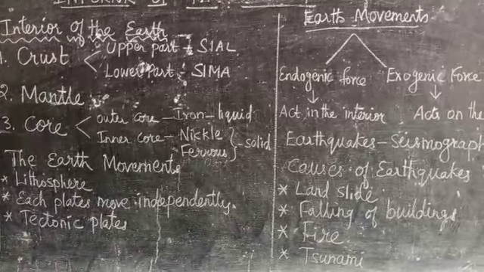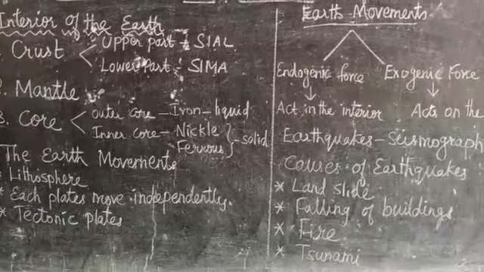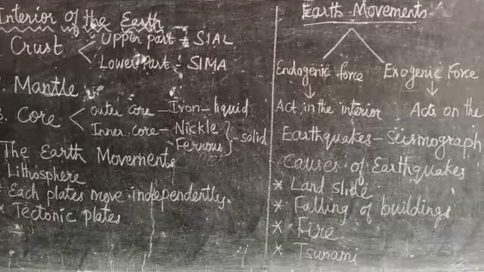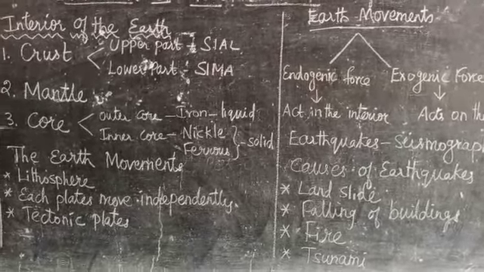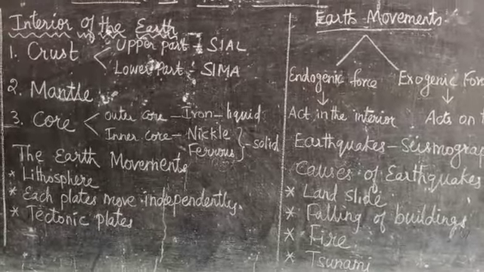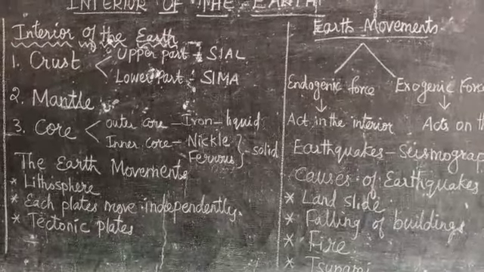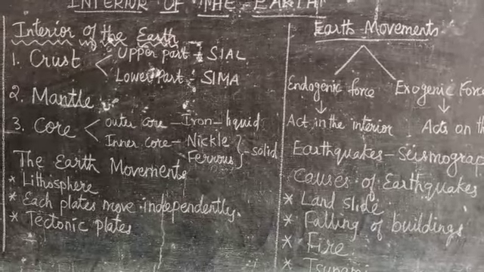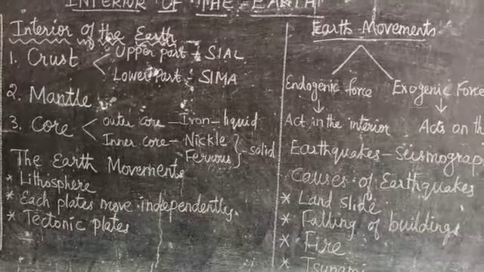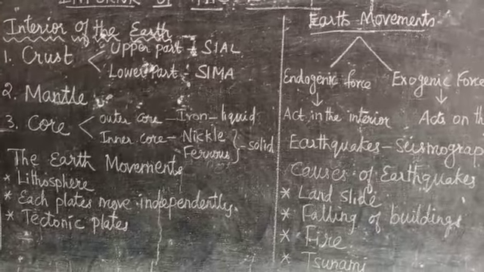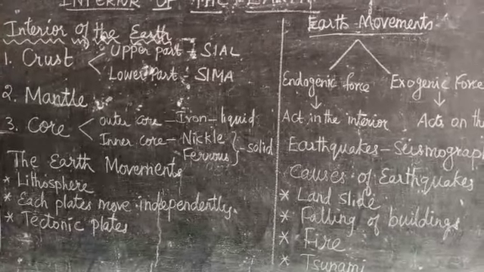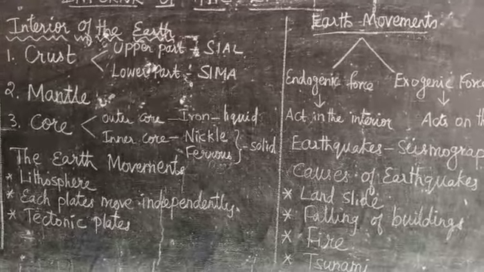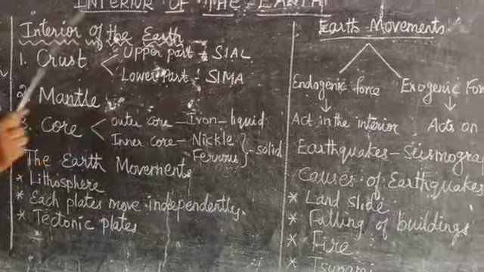The crust has two parts: the upper crust and the lower crust. The upper crust is the continental crust. It contains minerals like silica and aluminium, so it is called sial. The lower part contains silica and magnesium, so it is called sima.